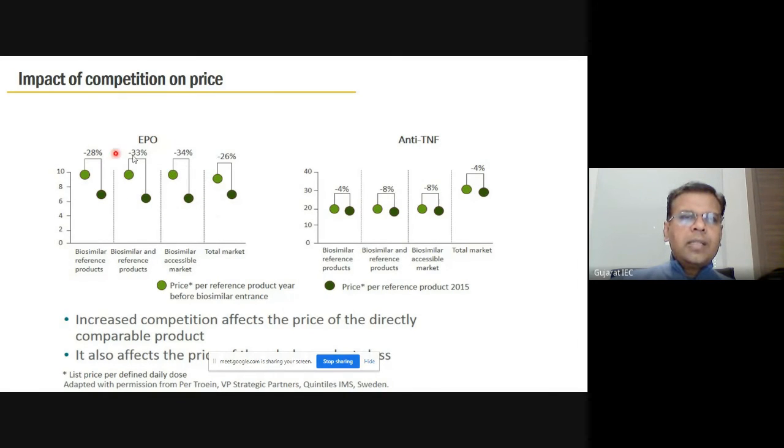If you consider erythropoietin, when it was marketed and the first biosimilar came, there was a gradual dip in the total market, and the price and accessibility, everything changed. When it comes to anti-TNF alpha type of drugs, there's not much of a change even after entering the market.